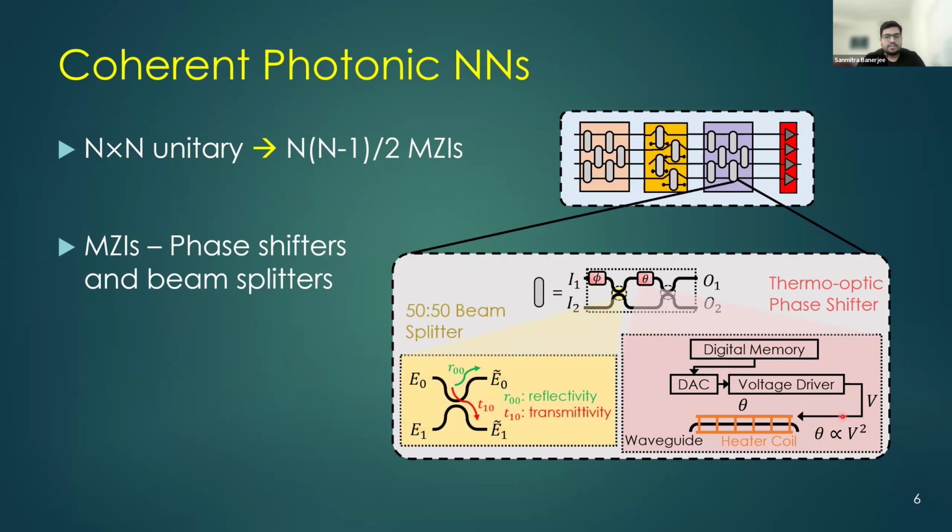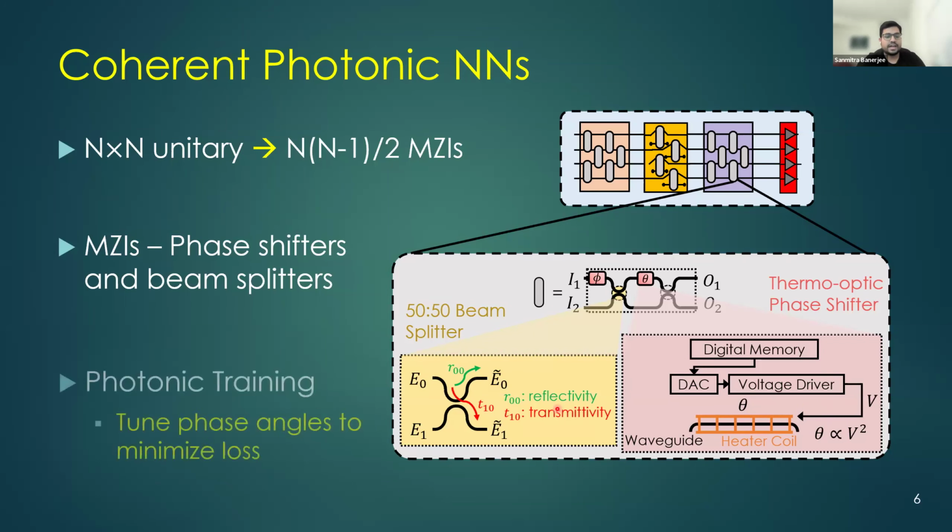The other component is the beam splitters. These are passive components. Each beam splitter transmits a part of the optical signal to the other waveguide and reflects a part of the optical signal to the original waveguide. Again, this is a passive element, so we do not tune the beam splitters. All we do during training is tune these phase angles to minimize the loss. This is an analog of a weight parameter in software-based neural network training.